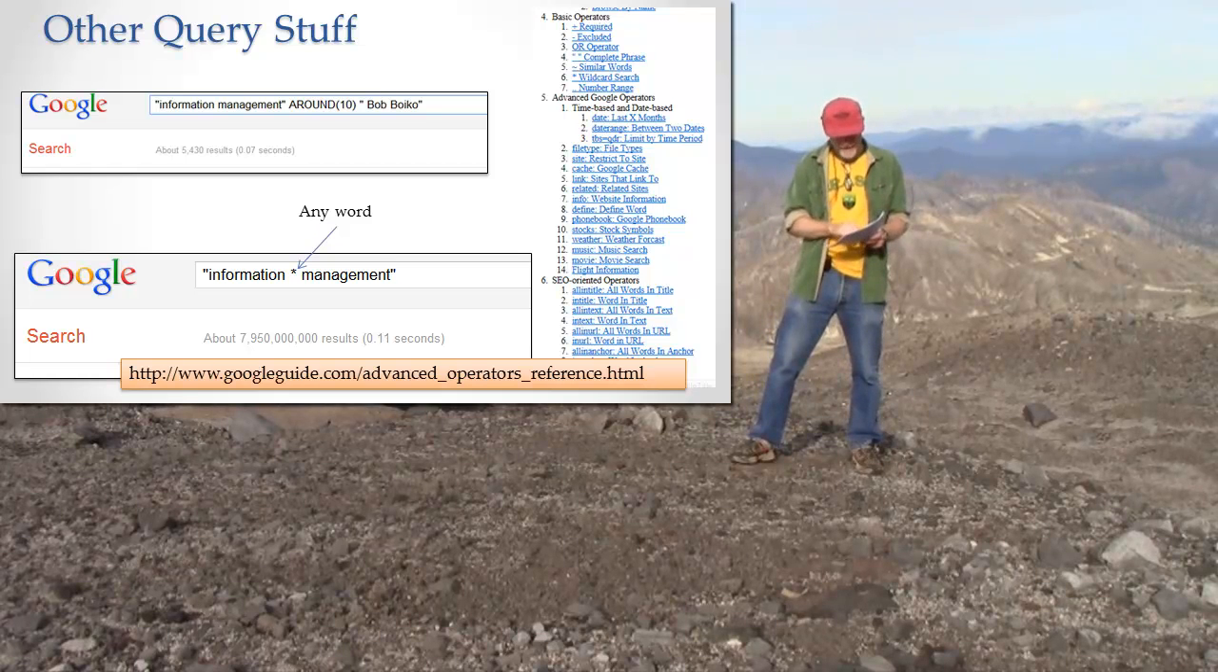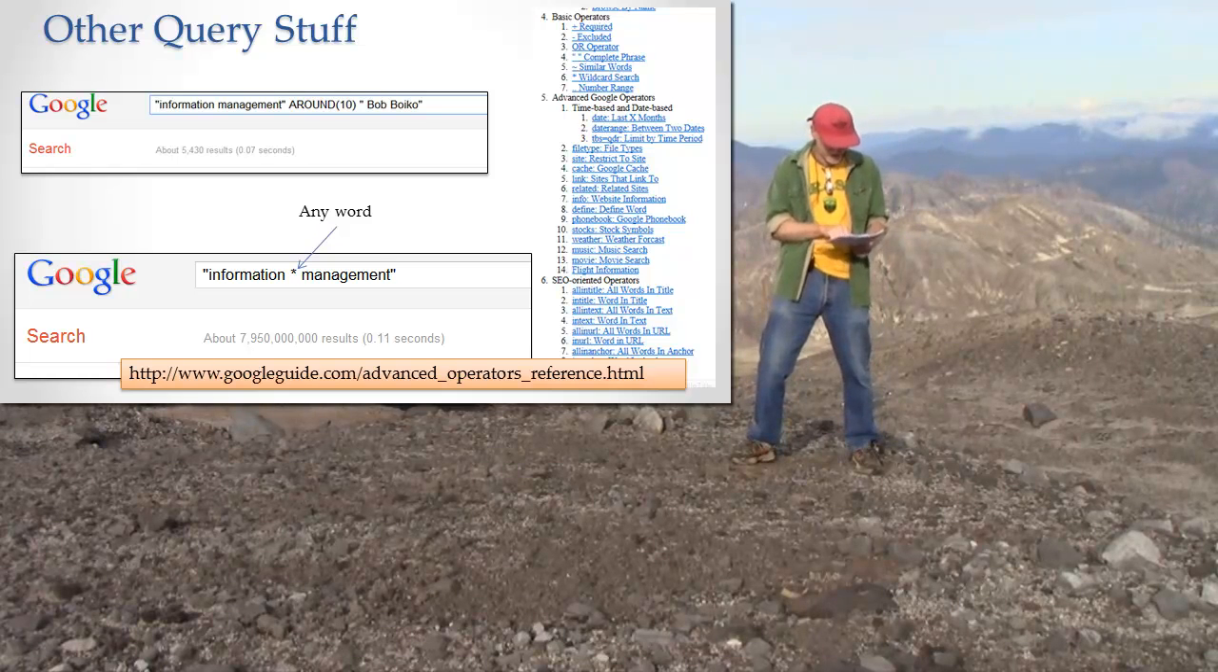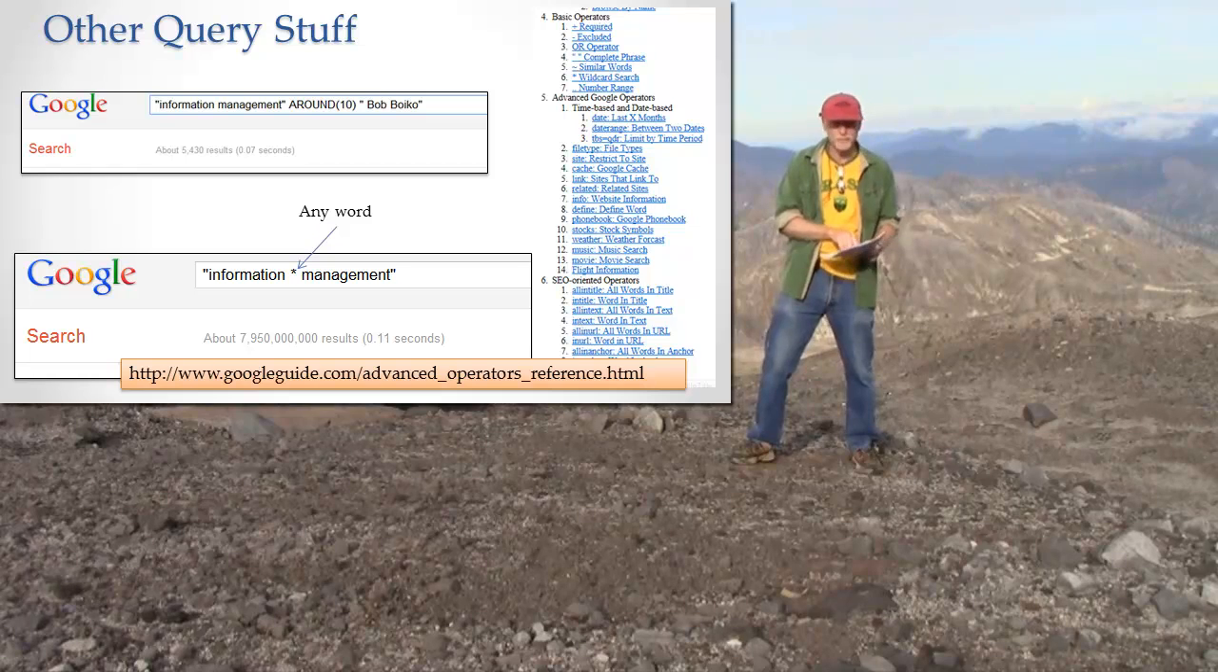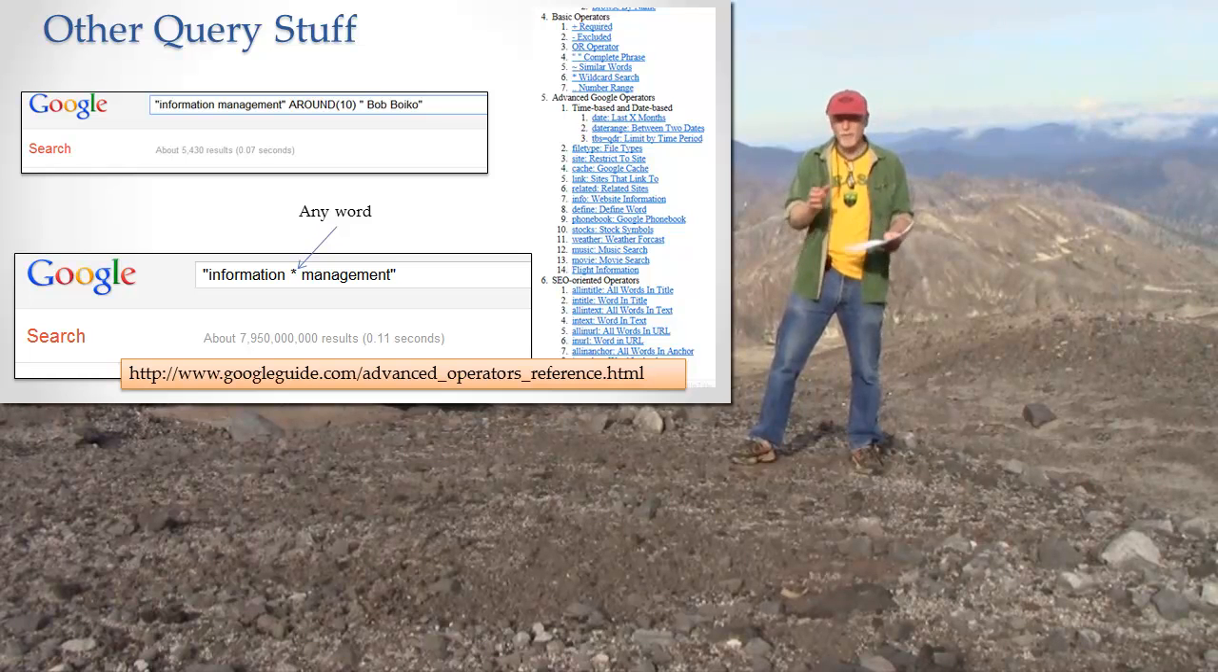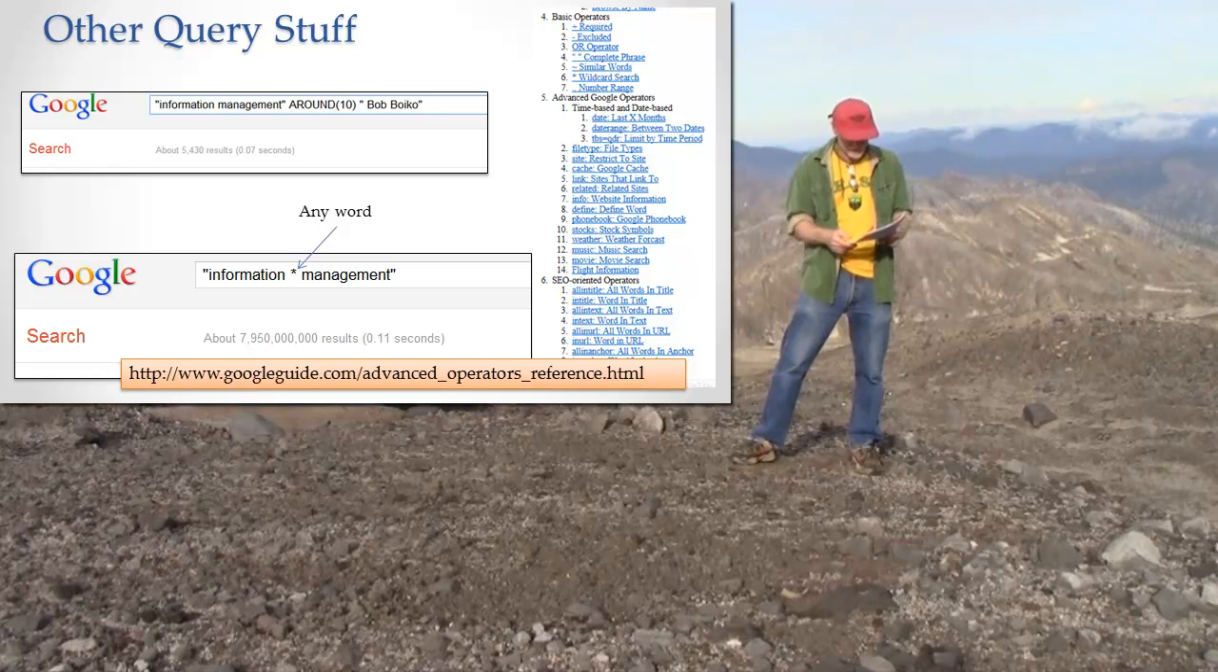A couple of things that I'll mention is the idea of around. Around means within so many words. So I did this search, and notice the paltry results that come back, only whatever it is, 8,000 pages that have the words information management somewhere within 10 words of the name Bob Boiko. So Bob Boiko associated with information management within 10 words, before or after, by the way, returns only a very few results because there are very few pages like that.